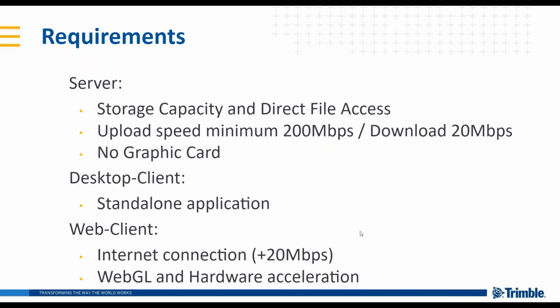The requirements of the publisher software. So for the server part, it needs the storage capacity and direct file access. There's a minimum upload speed of about 200 megabit per second, and a download speed of about 20 megabit per second. And there is no graphic card needed for the server part.